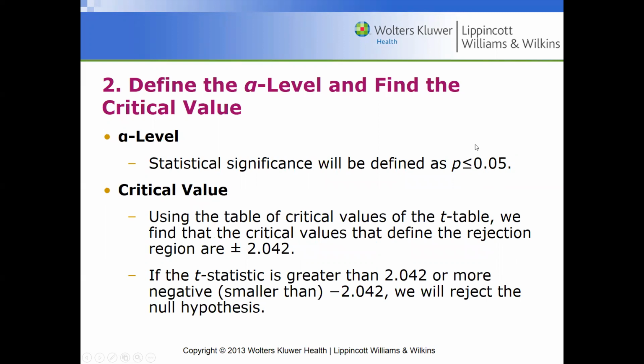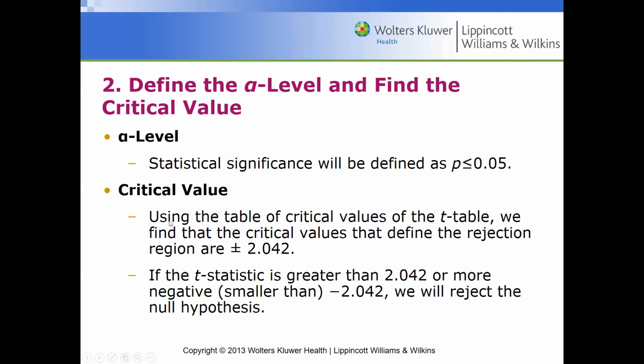The next step is to define the alpha level, and so our alpha level will be defined as p less than or equal to 0.05. This is a common alpha level for healthcare research. If you're looking for something more specific, it may be 0.005 or even more specific, 0.001. But for most of our examples, we'll use p being less than or equal to 0.05.